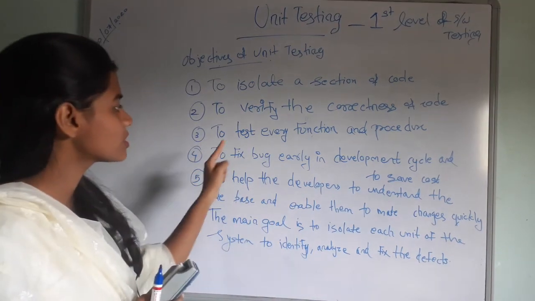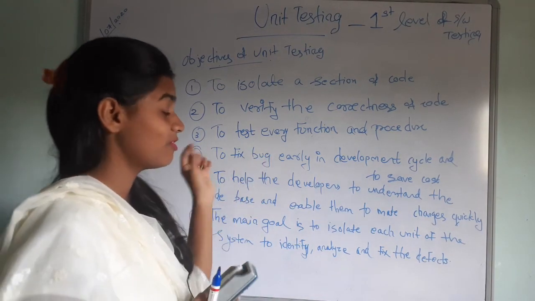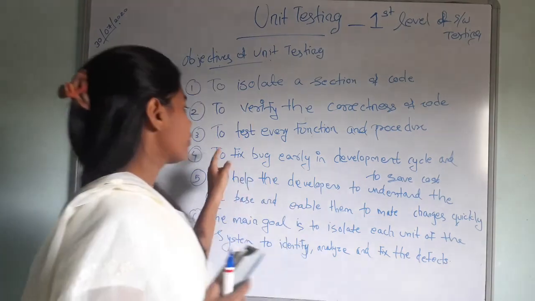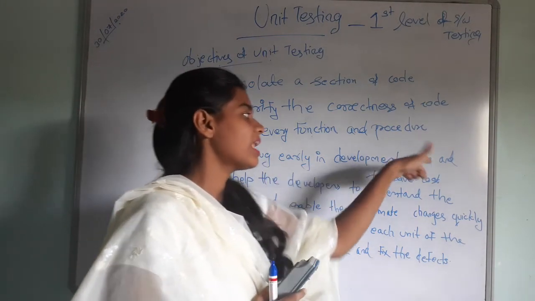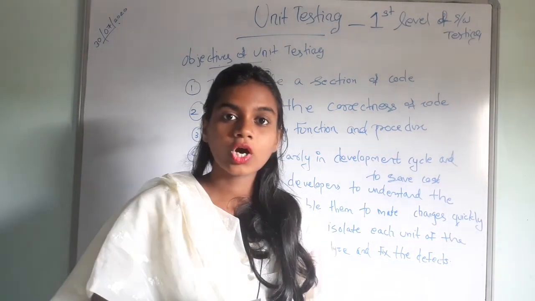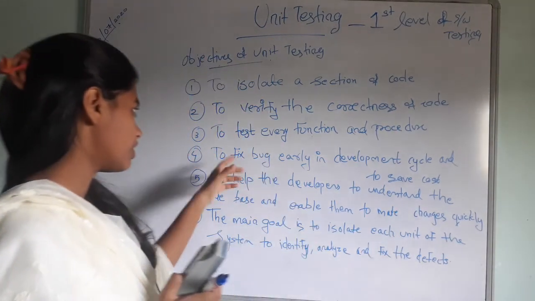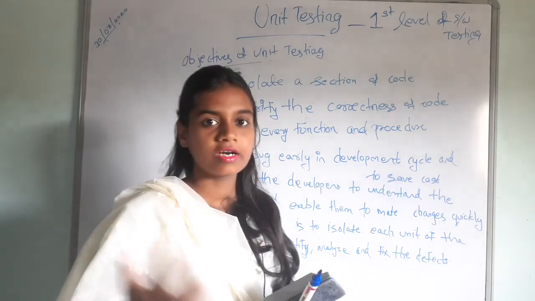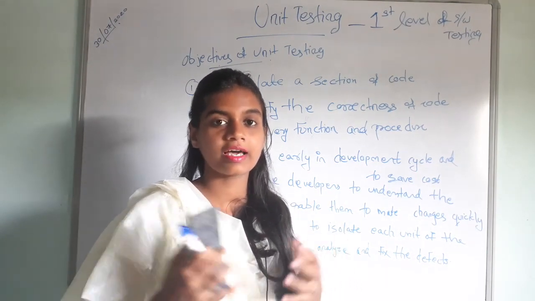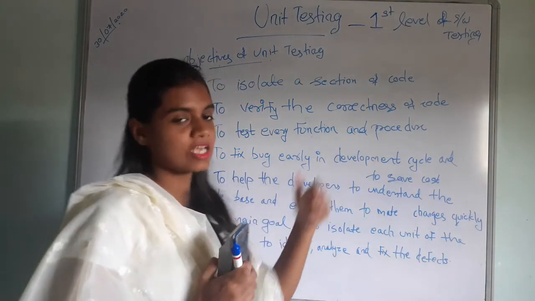The fourth one is to fix bugs early. Bug means error. To fix errors early in the development cycle and to save cost. Now how does it save cost? Because unit testing fixes the bug early, it catches the error early in a correct way, so in this way it can save cost.